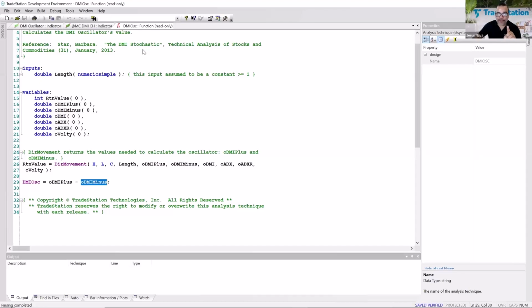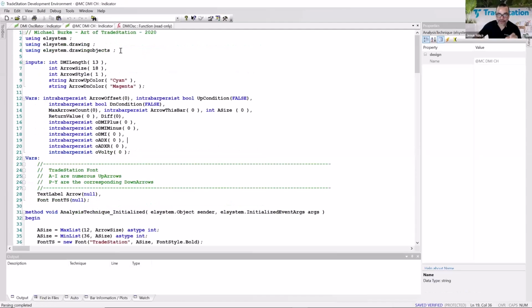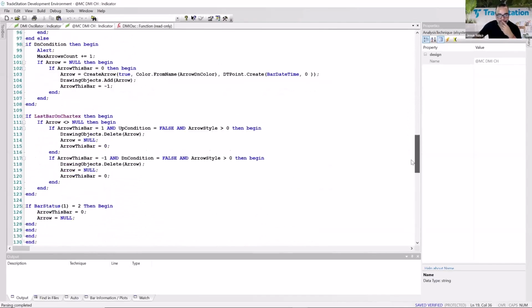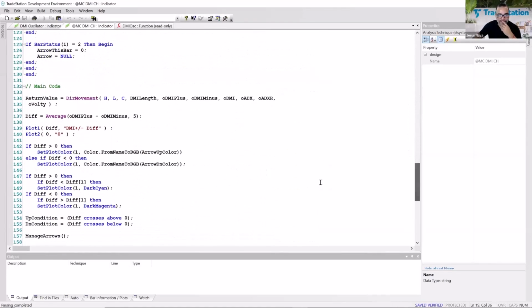On the indicator that I supplied, which is the custom indicator, we do it slightly differently. If I scroll down here, let me see if I find it. There we go. Here's the difference. Notice that DMI plus and DMI minus are inside parentheses, but we're averaging that. There's a 5-period average of that difference. That's what's giving you that smoother line on that indicator.